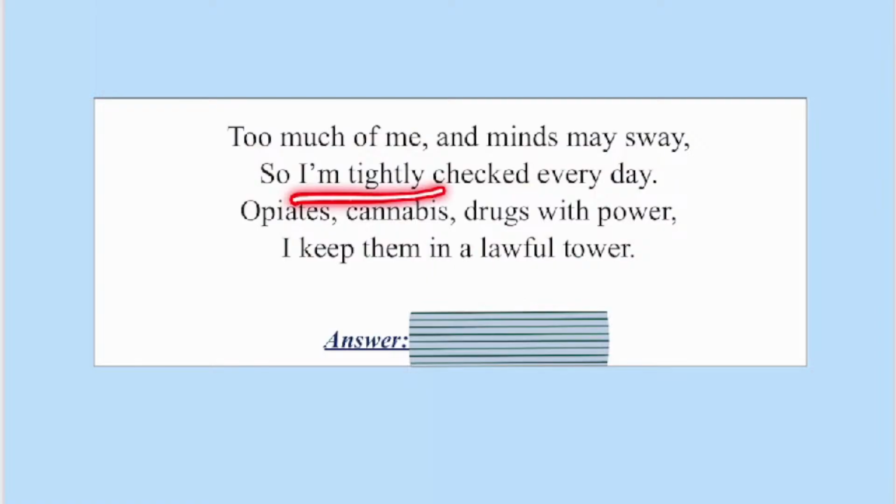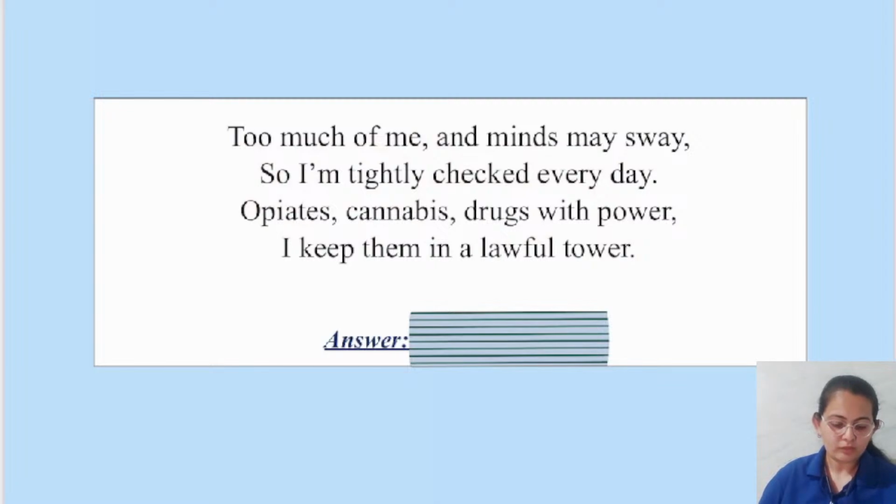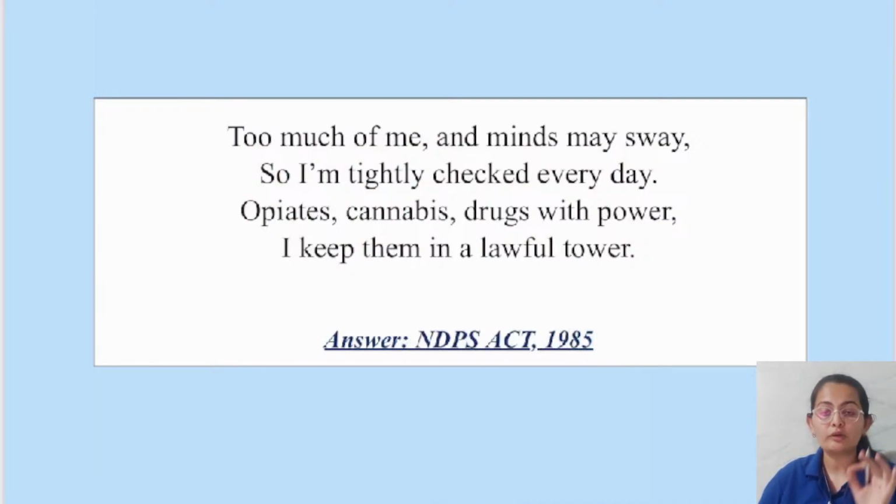Yes, correct. I am tightly checked. The regulations are very tightly checked, so that these substances are not used in an illegal way. So opiates, cannabis, all those drugs come under the tower, the lawful tower, in the sense that they come under the provisions of this Act. And yes, you all are very correct. It is talking about the NDPS, that is the Narcotic Drugs and Psychotropic Substances Act of 1985.